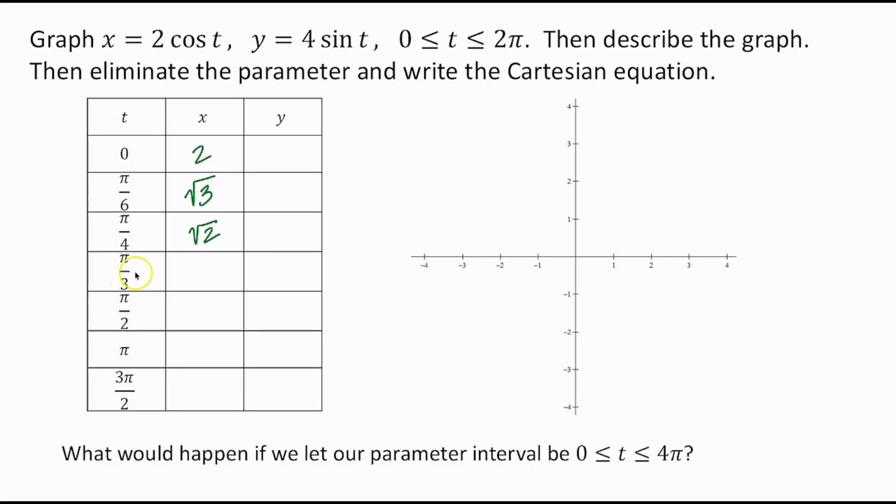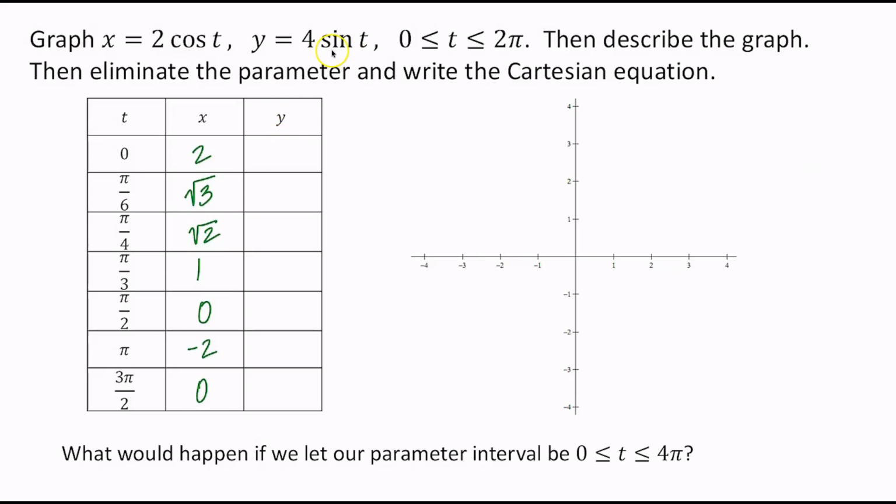Cosine of pi over 3 is 1 half. 1 half times 2 is 1. Cosine of pi over 2 is 0. 0 times 2 is 0. Then we have cosine of pi is negative 1 times 2. That's negative 2. And cosine of 3 pi over 2 is also 0.